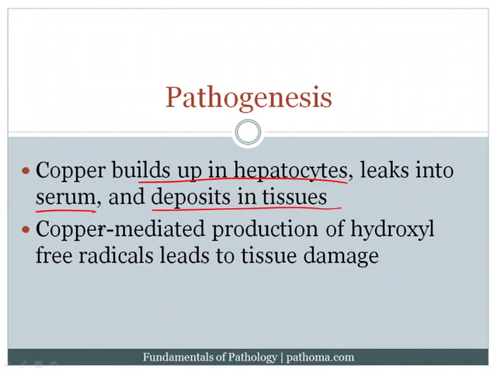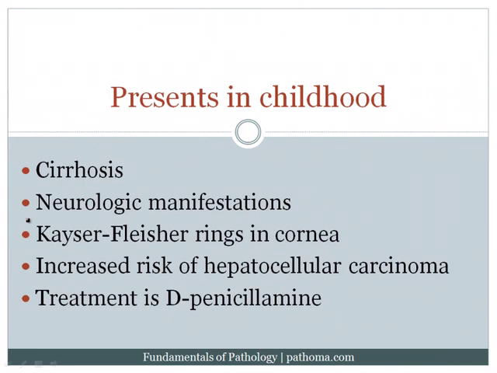Now copper, just like iron, has the ability to induce free radical damage, and so hydroxyl free radicals will be produced, which will then lead to tissue damage. This disease presents in childhood and manifests as cirrhosis. Patients can also have neurologic manifestations. Among the neurologic manifestations are behavioral changes, dementia, chorea, Parkinson-like symptoms, etc. And so this can mimic many of the other disorders that we'll study when we learn about neurodegenerative disease.